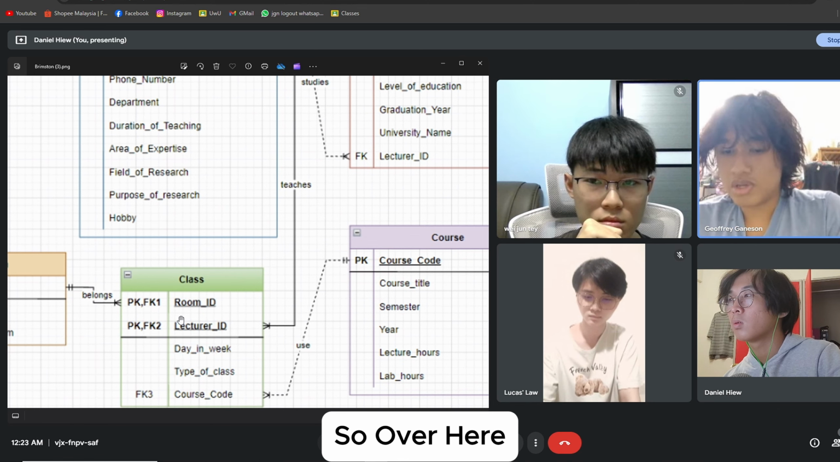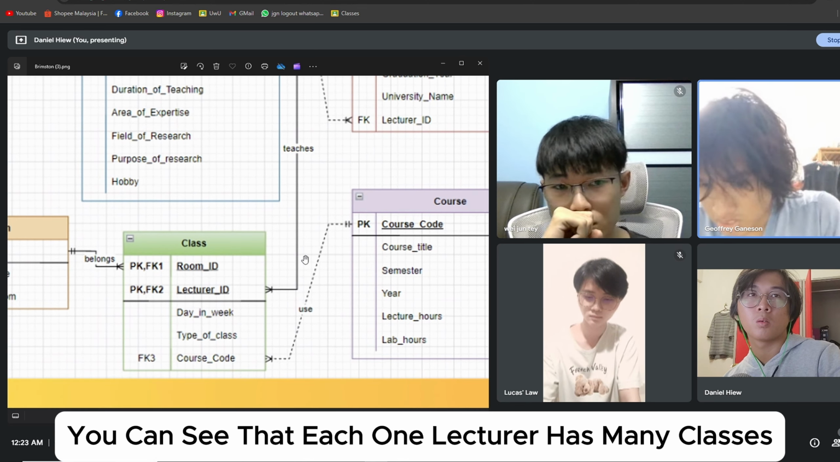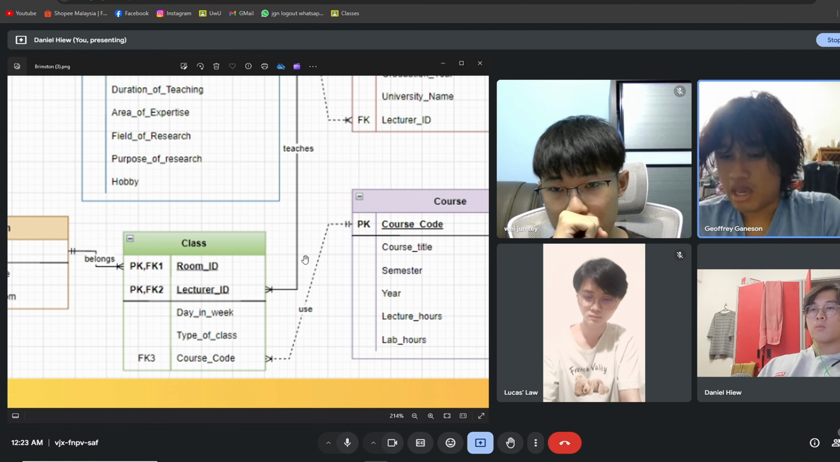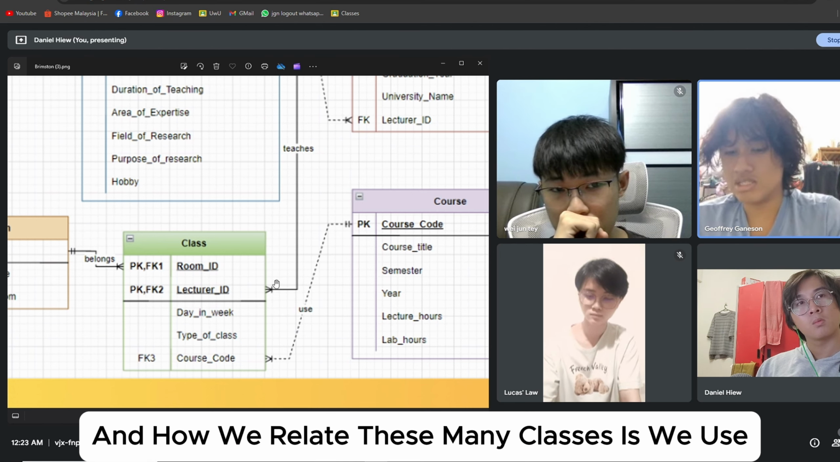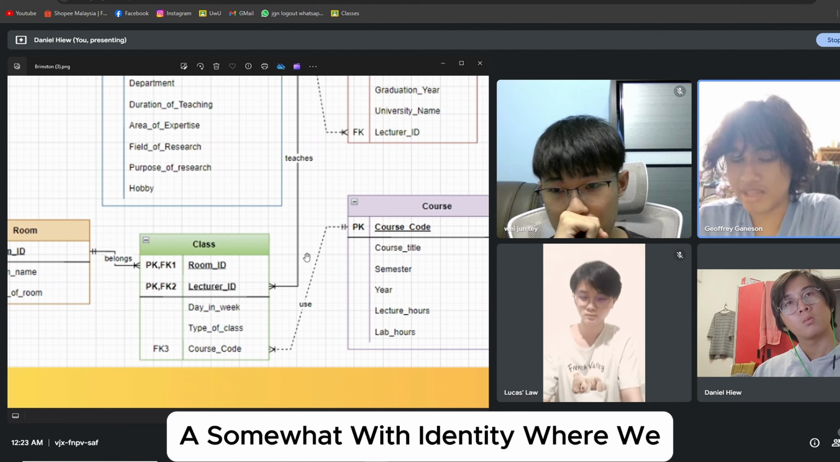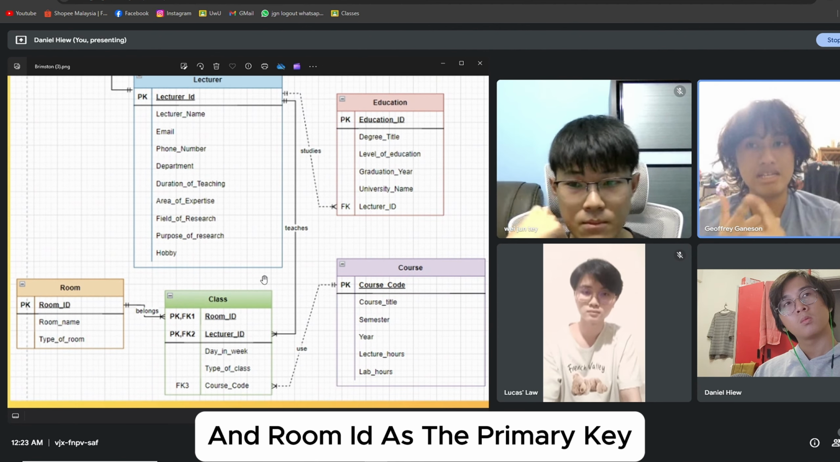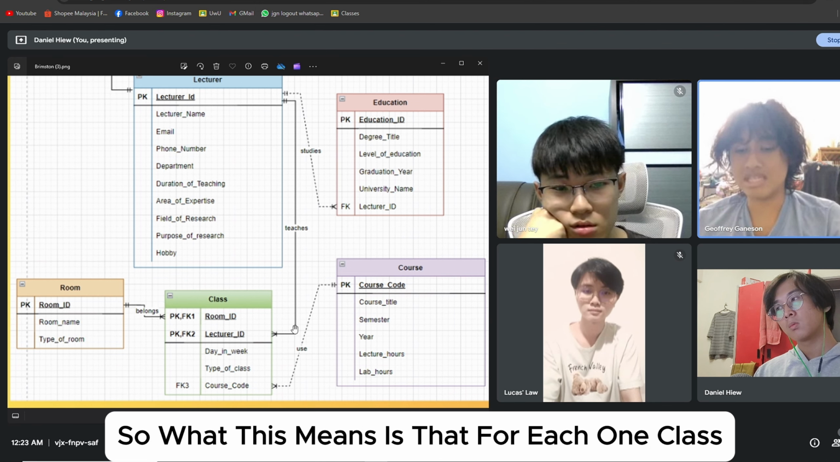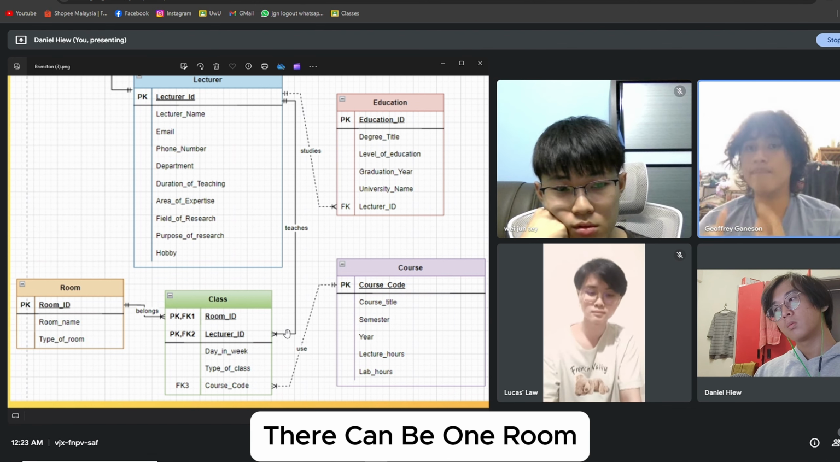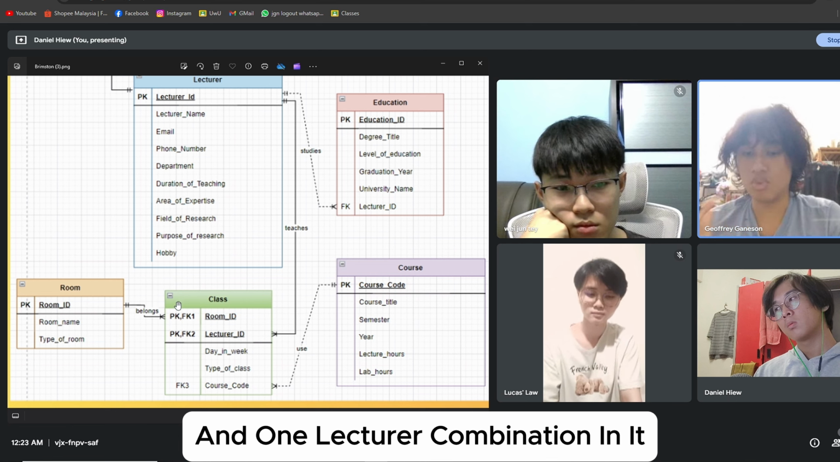So over here you can see that each one lecturer has many classes. And how we relate these many classes is we use a somewhat big identity where we have both the lecture ID and room ID as the primary key. So what this means is that for each one class, there can be one room and one lecture combination only.